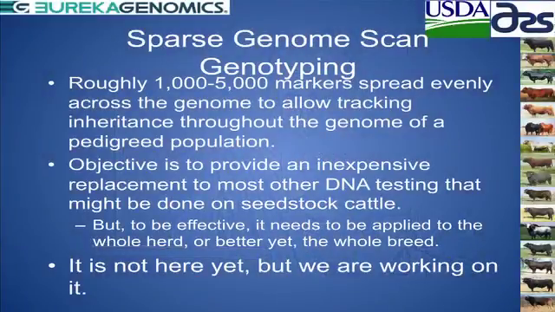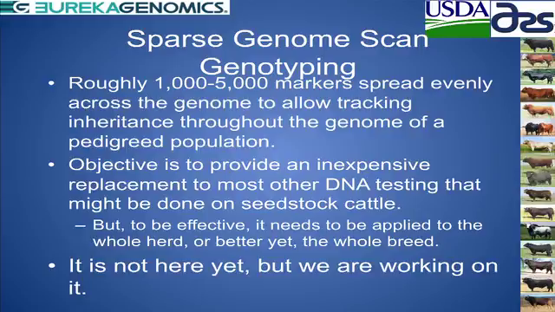So I want to use the few minutes that I have left to talk to you about sparse genome scan genotyping. This is the idea that if we took somewhere in the neighborhood of 1,000 to 5,000 markers spread evenly across the genome, we could track inheritance throughout the genome of a pedigreed population. The objective is to provide an inexpensive replacement to most of the other DNA testing that might be done on seedstock cattle.